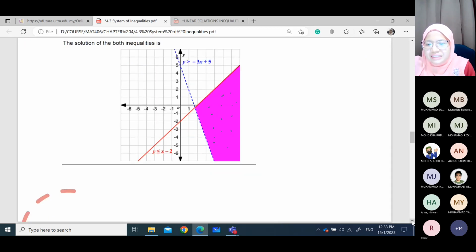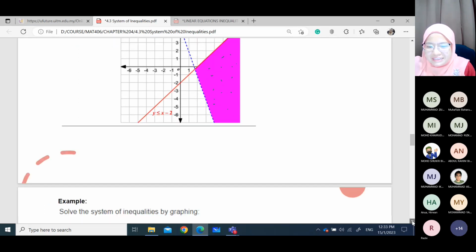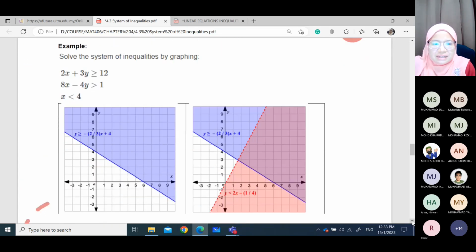Ada soalan sikit ni? Tak ada. Ni lagi example.